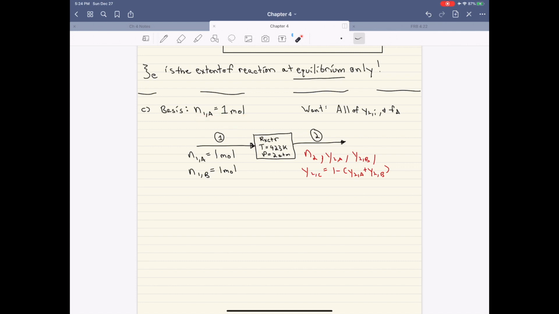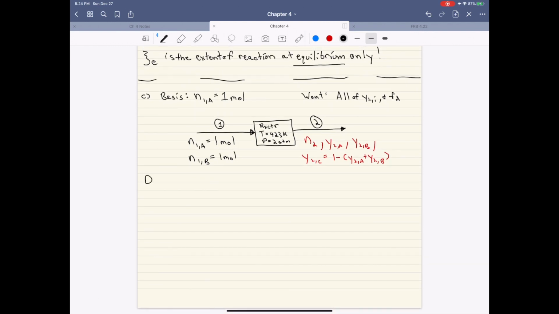All right, in any case, so we have 1 mole of species A and 1 mole of species B going into an equilibrium reactor. And out of that reactor, we have some amount of stuff, reactants and products combined. And what we're concerned with is the mole fractions of these things. Okay? All right? And we also want the fractional conversion, which I call F sub A as well. And so at this point, we need to determine if we actually have enough information in order to solve our material balance. So to do that, I'm going to do a degree of freedom analysis.